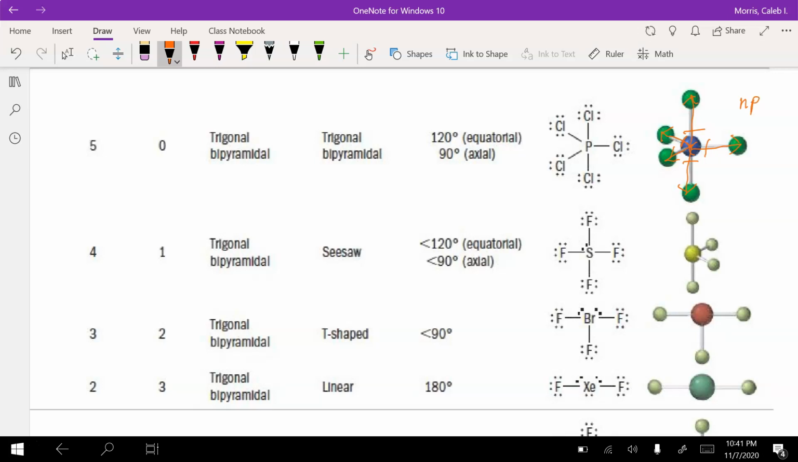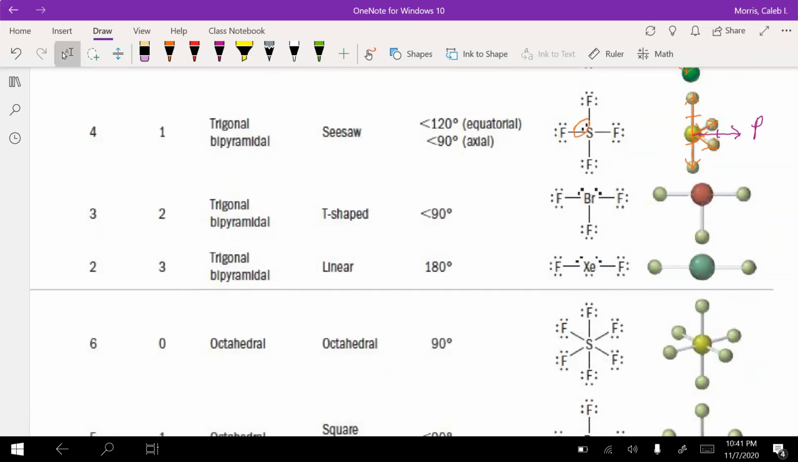The next one, however, SF4, because we've got one of those electron areas that's a lone pair, we've got a dipole going that way, and a dipole going this way, a dipole going this way, and another dipole going this way. Some of them cancel out, but those two on the x-axis add together and point to the right. So that makes this a polar molecule.